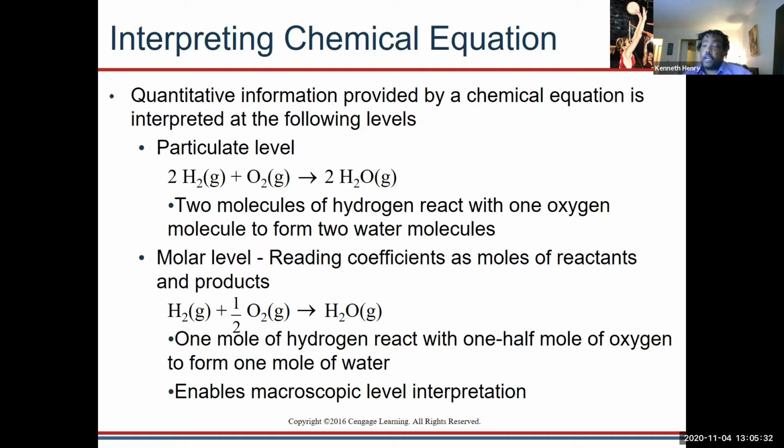Or we could talk about it at the molar level, or we'll say the macro level, okay? In that case, we could say 1 mole of hydrogen plus a half a mole of oxygen is going to yield 1 mole of water, okay? So one, we're looking at individual molecules, and one, we're looking at a mass amount. So we can do it both ways.